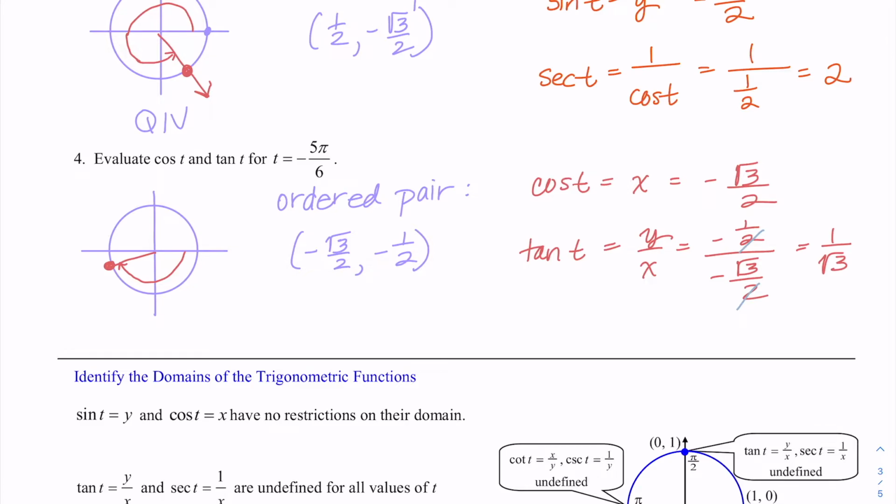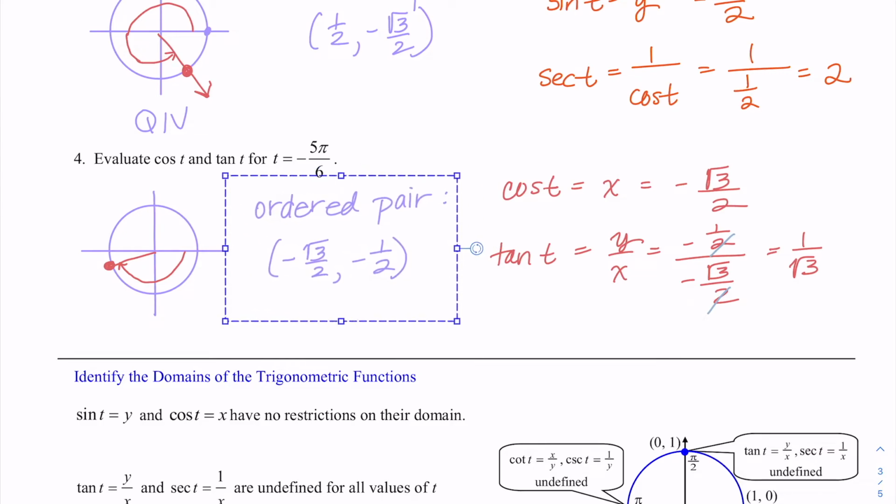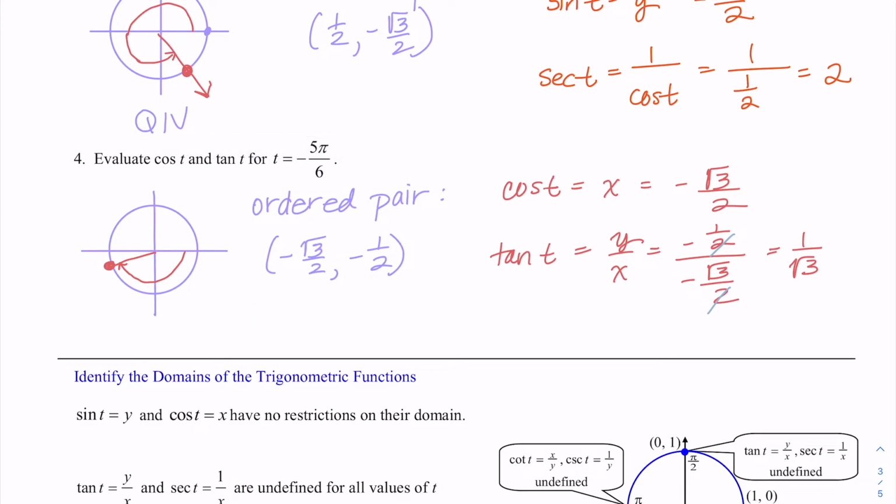Now, we can rationalize that denominator, and we can multiply the numerator and denominator by √3, both of those, and we can come up with √3 over 3.